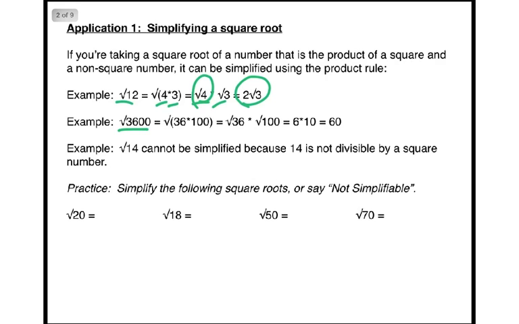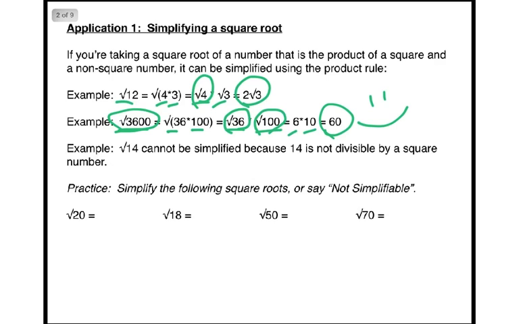Another example, the square root of 3600. Not many people know the square root of 3600 off the top of their head. However, you could rewrite 3600 as 36 times 100, and then break apart the root using the product rule, and we all know the square root of 36 is 6, and the square root of 100 is 10, and so 6 times 10 is 60, and the square root of 3600 is 60. A neat trick to impress your friends and family.